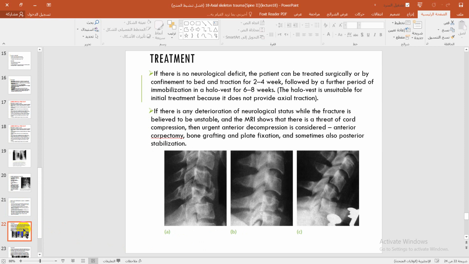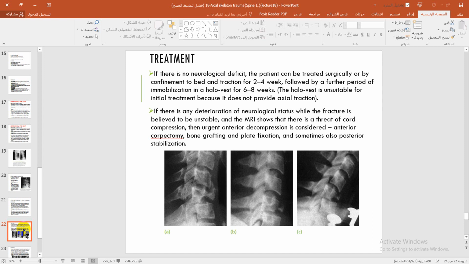Treatment of these conditions: if there is no neurological deficit, the patient can be treated surgically or by confinement to bed and traction for about 2 to 4 weeks, followed by a further period of immobilization in a halo vest for about 6 to 8 weeks. The halo vest is unsuitable for initial treatment because it does not provide axial traction.